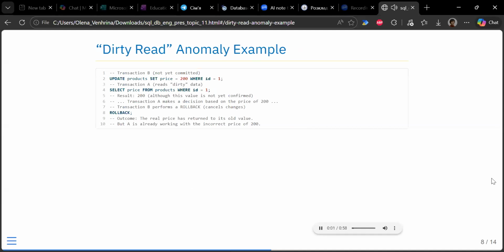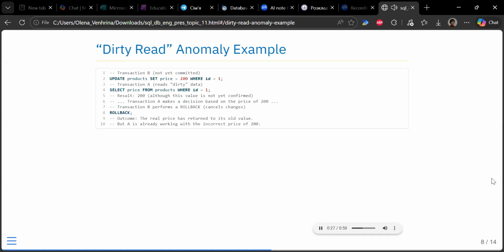Let's look at the mechanics of the problem using an SQL code example. First, Transaction B updates the products table, setting the price of the product with ID 1 to 200. Note that the commit command has not yet been issued. These changes are hanging in the air. During this interval, Transaction A intervenes and executes a select query.